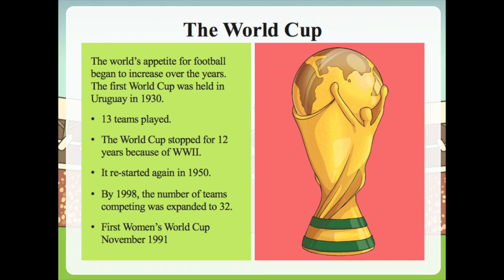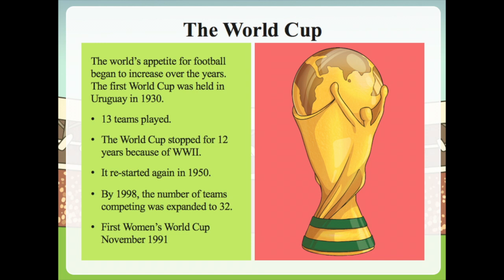I'm going to spend a little bit of time now looking at the World Cup. So the world's appetite for football began to increase over the years, and the first World Cup was held in Uruguay in 1930. Now just 13 teams played, and interestingly it was the only World Cup that you didn't have to qualify to play in. So out of the 13 teams, these include the United States, Brazil and Belgium.